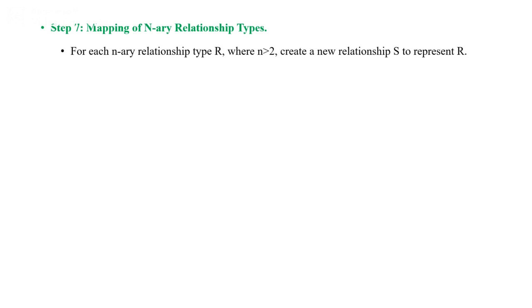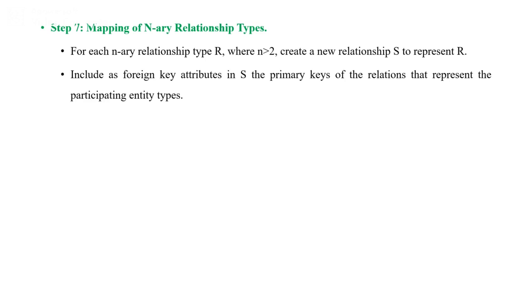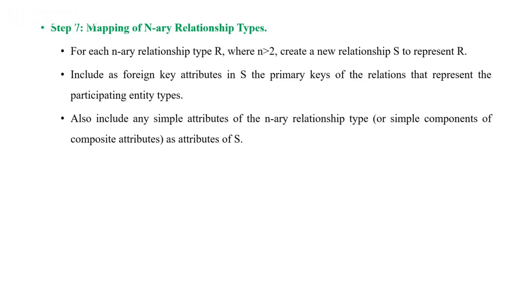So for each N-ary relationship type R, where N is the number of entity types, if more than two entity types are participating in the relationship type, then we call it an N-ary relationship type, which is going to create a new relation S to represent R. Here it will include the foreign key attributes in S, the primary keys of the relations that represent the participating entity types. It also includes any simple attributes of the N-ary relationship type, or simple components of a composite attribute, as attributes of S.